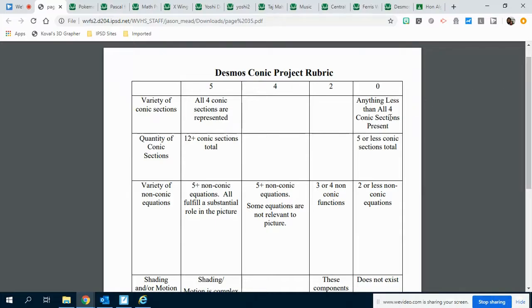Anything less will get you 0 points. You have to have at least 12 or more conic sections. So there are types of conic sections, and then you need to have at least 12 conic sections. So, like three circles, five hyperbolas, two ellipses, and two parabolas would add up to 12. So that would be what that means.